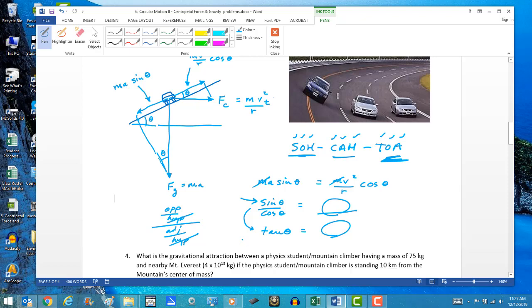So take the inverse tangent of both sides like this. You're going to need to know how to do that with your scientific calculator. You take the inverse tangent of both sides and you're going to get an answer for theta. And just as a hint, it's between 10 and 20 degrees. So we're talking about the bank of the curve here.